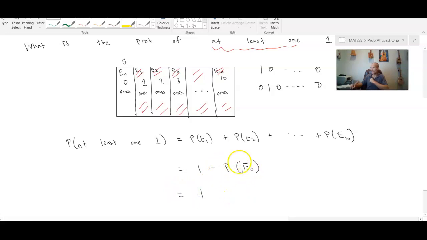Okay, so now I need to think about what the probability of getting 0 ones is. Well, the probability of getting 0 ones means I get all zeros, right? Now, what's the probability of getting that? There's only one way to get all zeros, and that's just by having a sequence of 10 zeros. We don't need to rearrange them because they're all the same number, so there's one way to have all zeros. And how many possible 10-digit bit strings are there?